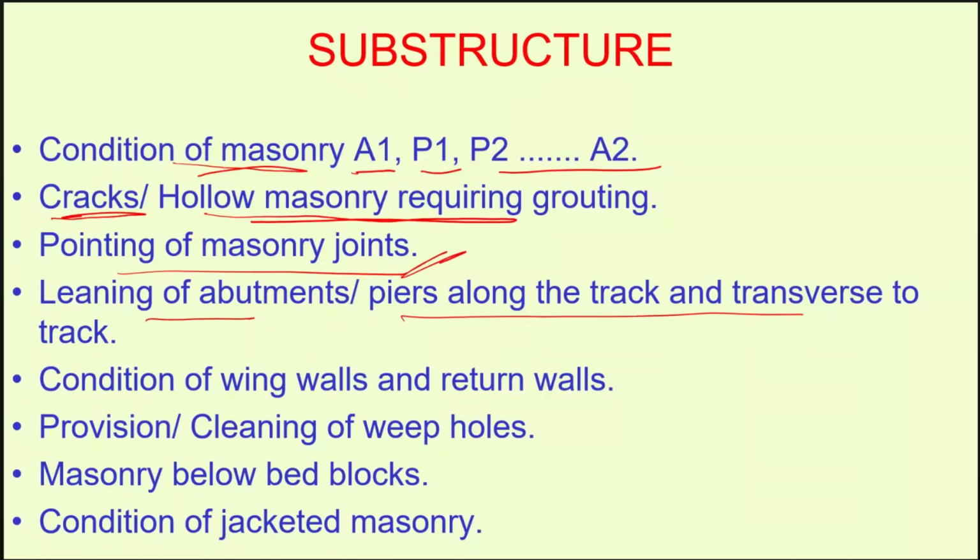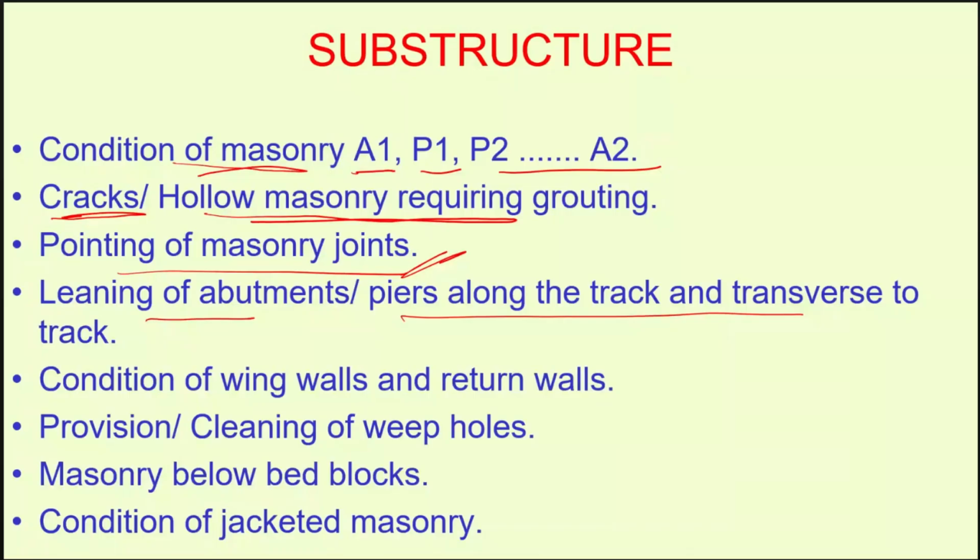Any leaning along the direction of the track center line may be because of the earthwork behind the abutment, and in the pier, maybe because of differential settlement or scouring at one side. Many times some damage to the foundation can also happen, and that makes the structure slightly weaker and leads to hinge forming.